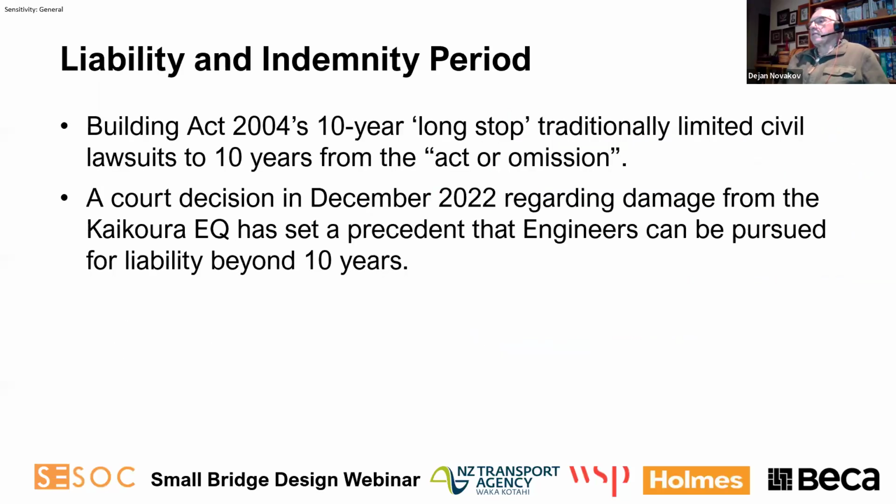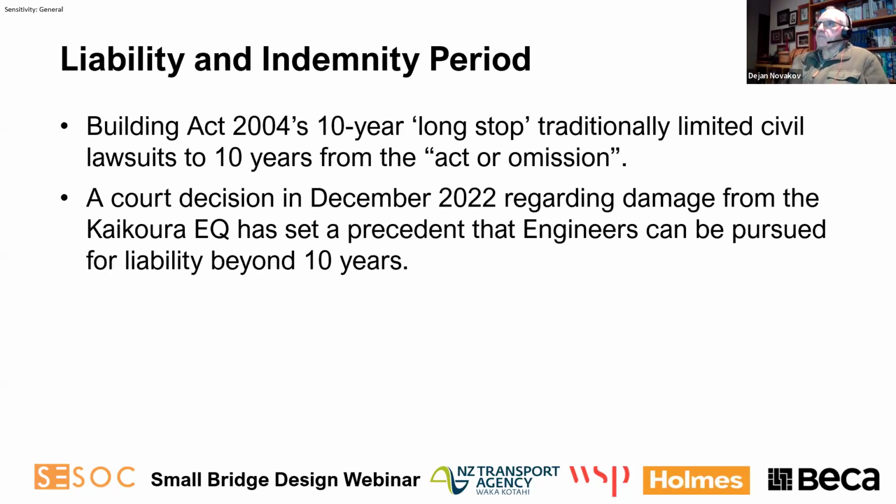So the Building Act also sets a 10-year long stop, traditionally limiting civil lawsuits to 10 years from the act or omission. So we'll probably remember a few things when that was used. I won't mention the case, but about 10 years ago or more, 12, 14 years ago, following an earthquake. A court decision in December 22 regarding damage from the Kaikoura earthquake has set a precedent that engineers can be pursued for liability beyond 10 years.